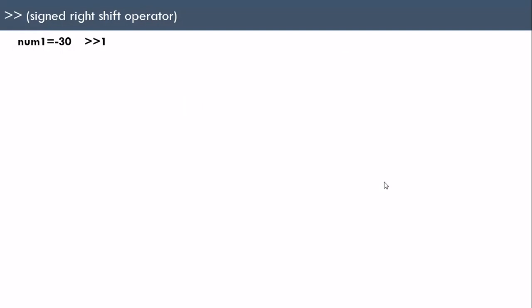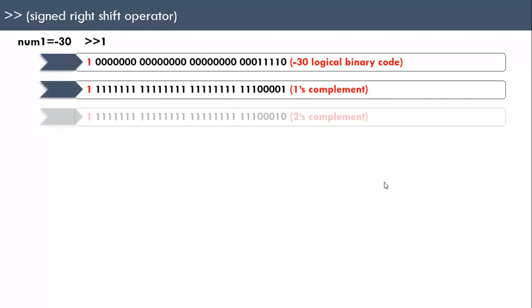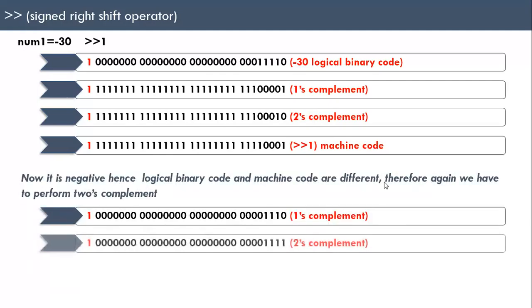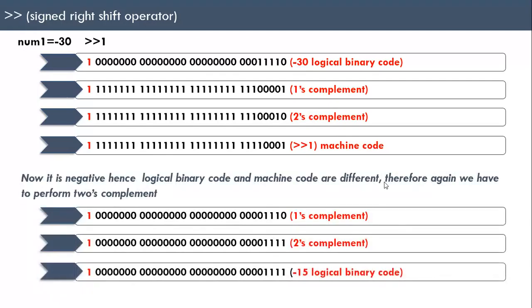Now we'll perform the signed right shift operator on -30. In this example, num1 is negative and we are performing the right shift operator on 1 bit. After performing the same steps, we got the answer, but now it is negative. So the machine code which we are getting in the fourth step is negative.